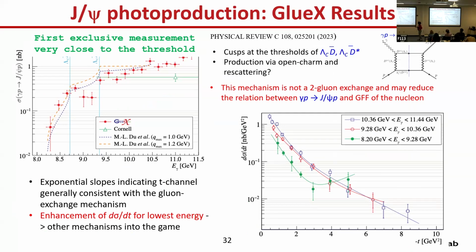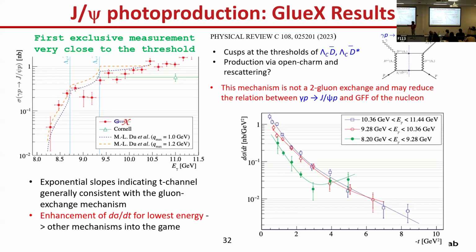This is the total cross-section and this is the differential cross-section. This behavior of the differential cross-section versus t is what we expect for a given photon energy. You see this different slope with the photon energy is what we expect when we have a gluon exchange. But at low energy, this rise doesn't fit the exchange of two gluons. The same for the total cross-section.